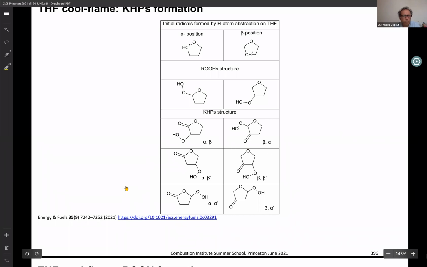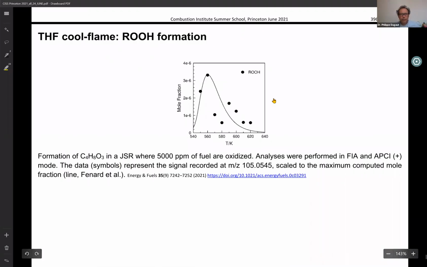So we used a mechanism taken from the literature that is able to represent the evolution of RO2H as a function of temperature under our conditions. And similarly, ketohydroperoxides are relatively well represented by the model. I mean the shape, because here it's not quantitative measurements, and the fuel also is well represented.